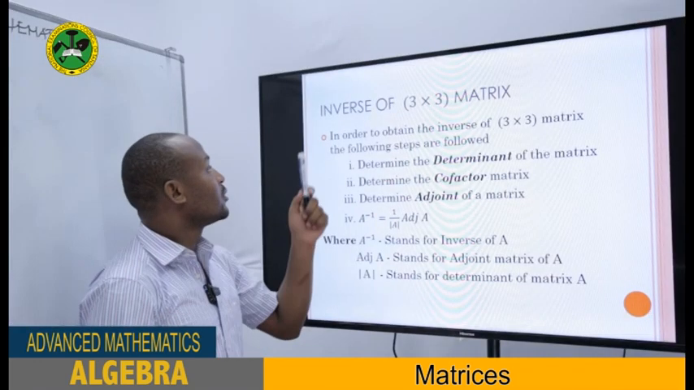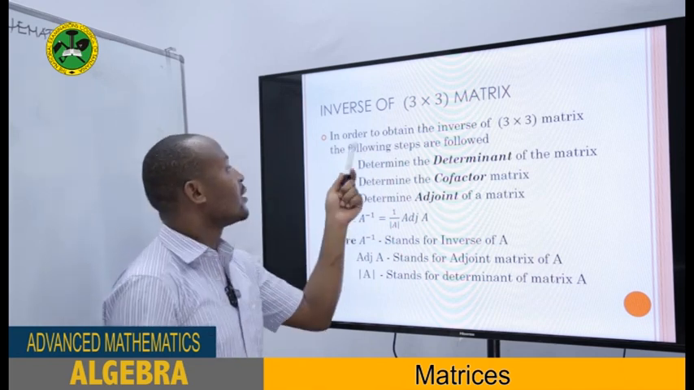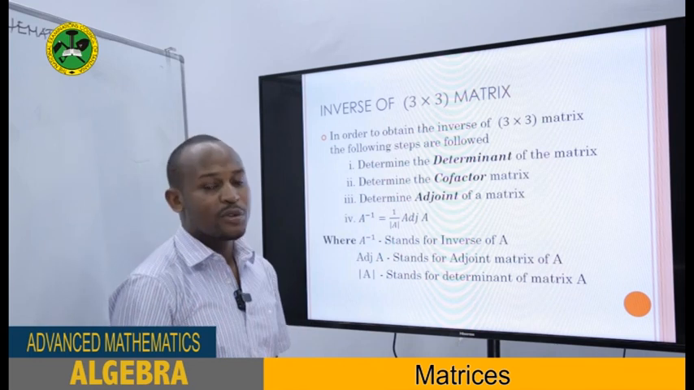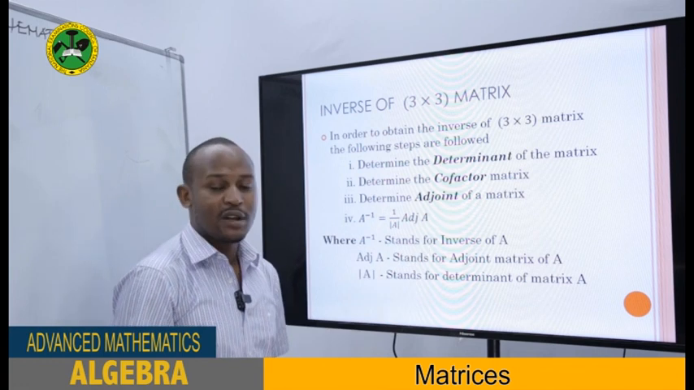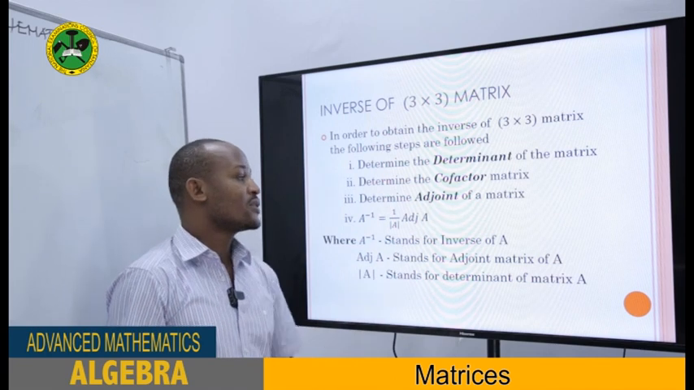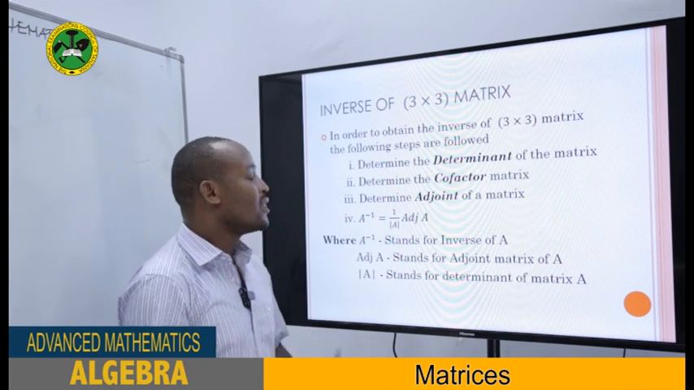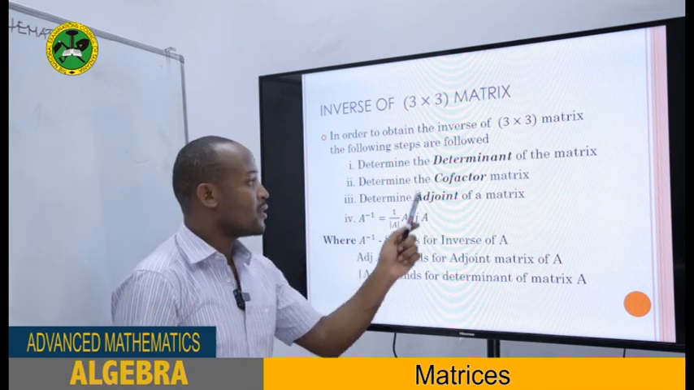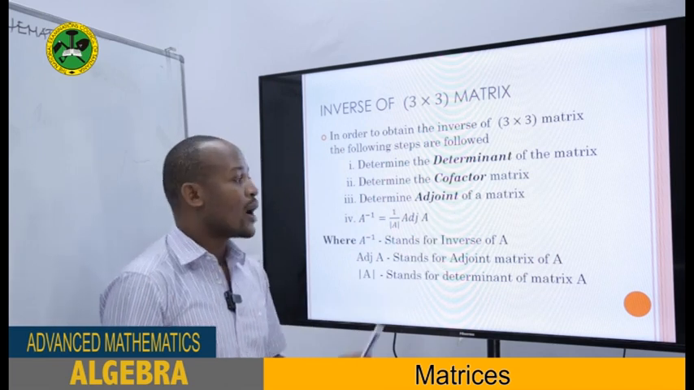Okay, now we have been told to find the inverse. The inverse of a 3 by 3 matrix is found by the following steps. First, we shall find the determinant of the 3 by 3 matrix, then determine the cofactors of the matrix, and then determine the adjoint of the matrix. I will explain what the adjoint is. Then, to obtain the inverse, you multiply the reciprocal of the determinant times the adjoint matrix that you obtained above. I will show you how to obtain those.